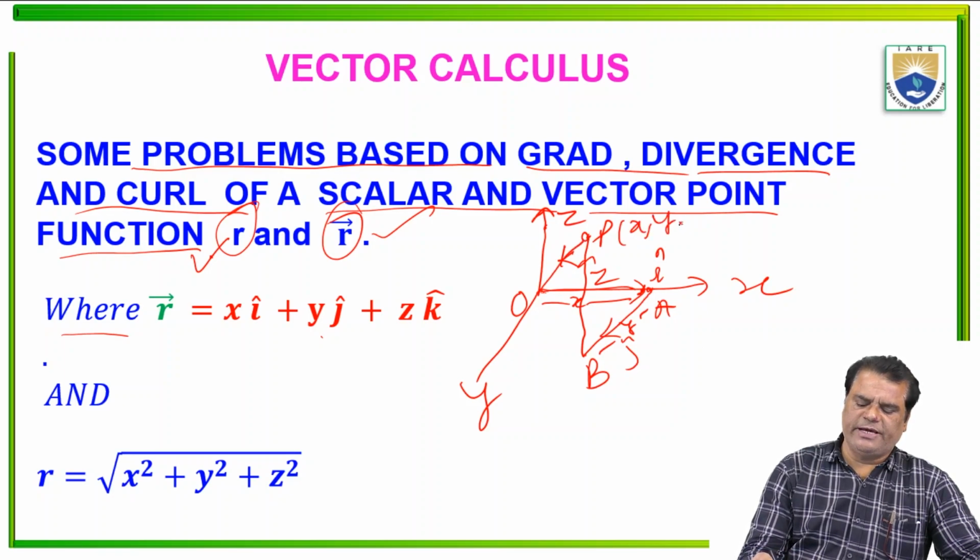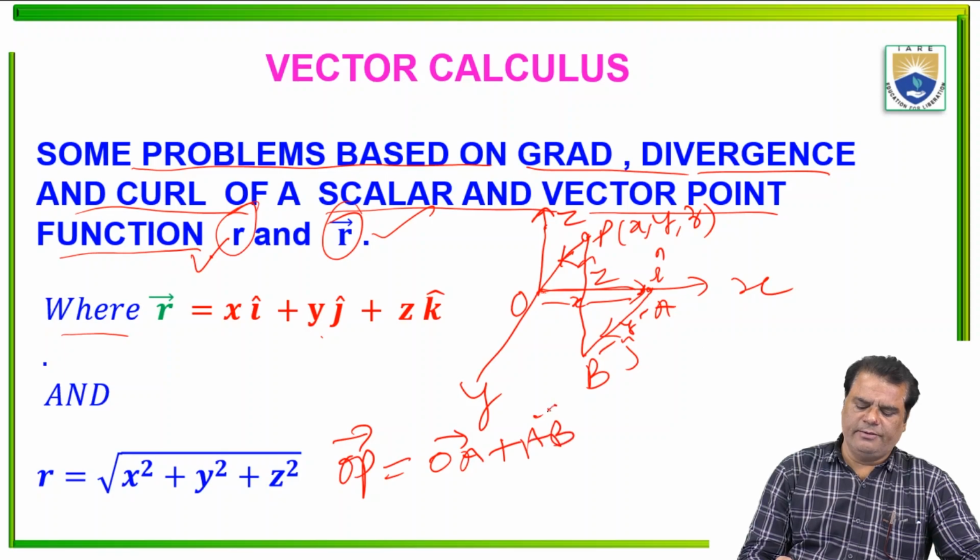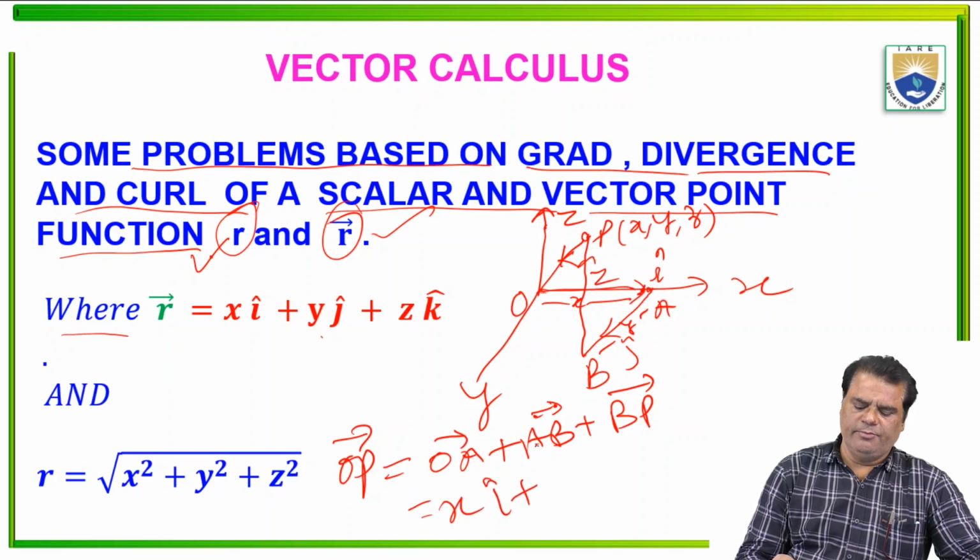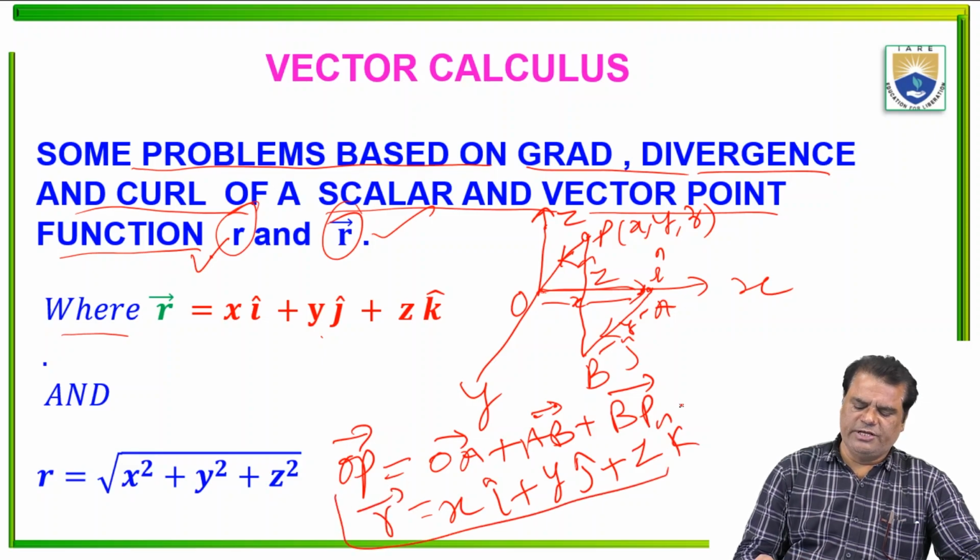P is (x, y, z). So here OP vector is equal to OA vector plus AB vector plus BP vector. OA is x times i, plus AB is y times j, plus BP is z times k. So OP is the r vector. This is the value of vector r.